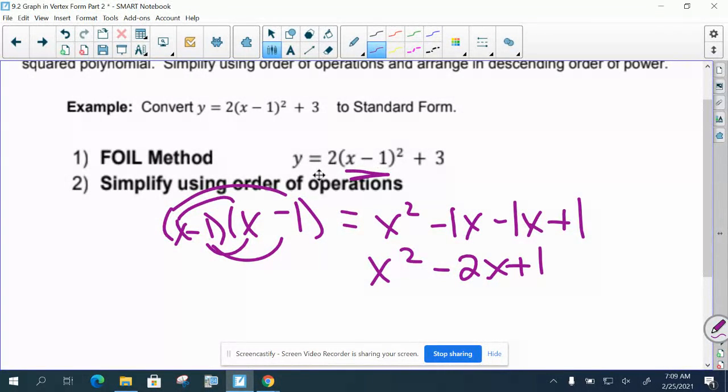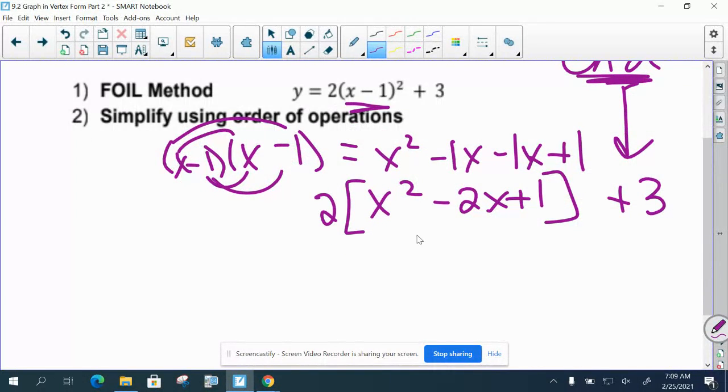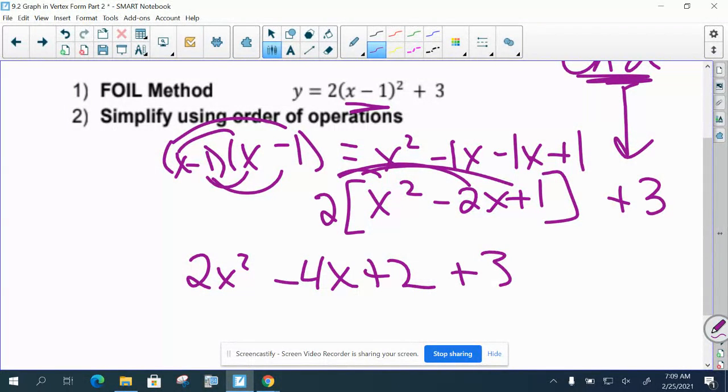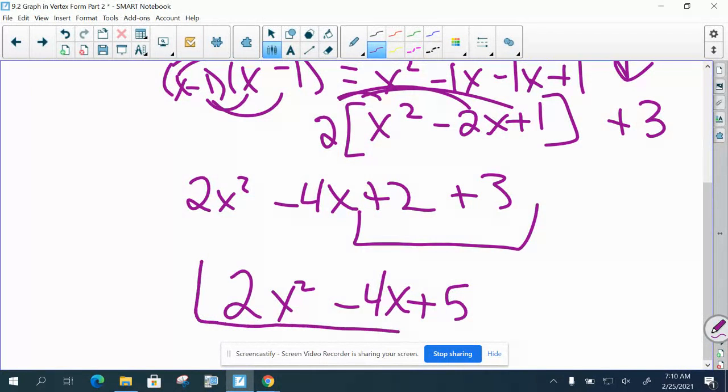But that's not the end of it, because that's just this part. So we're actually multiplying this all by 2 and then adding 3 at the end. Be careful though, because this part needs to wait to the very end because it's outside of the parentheses. So next, with order of operations, you would distribute the 2. So then we would have 2x squared minus 4x plus 2, and then plus 3. And just be careful that you include the sign of whatever is in front of the 2. So that would become 5. So 2x squared minus 4x plus 5, which is just the equation that was from the first example. Okay, so pretty easy.